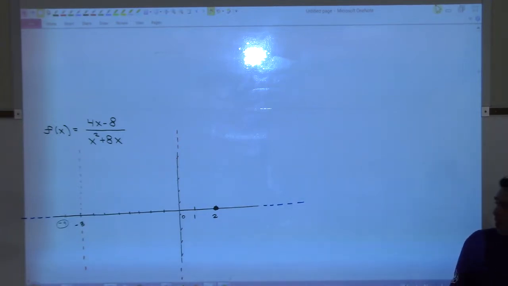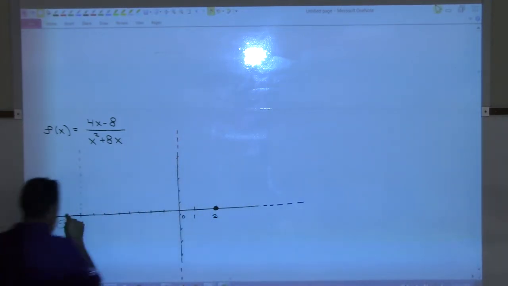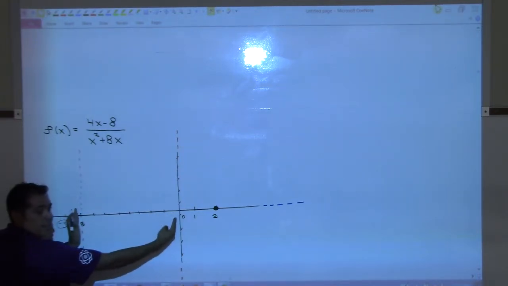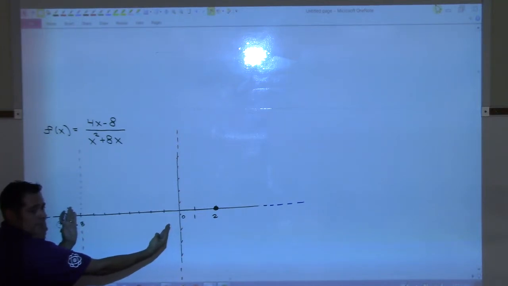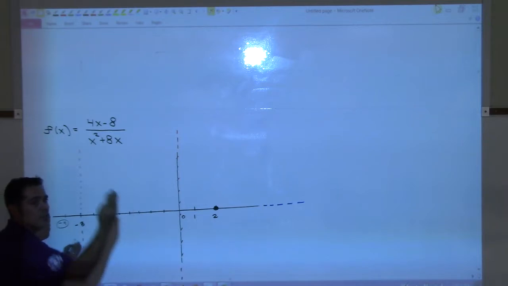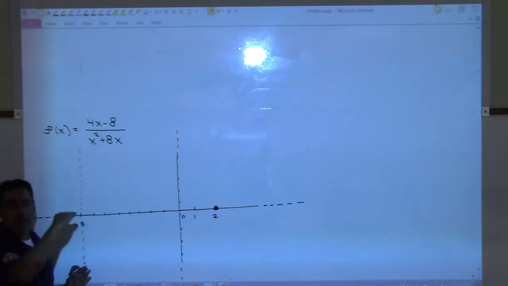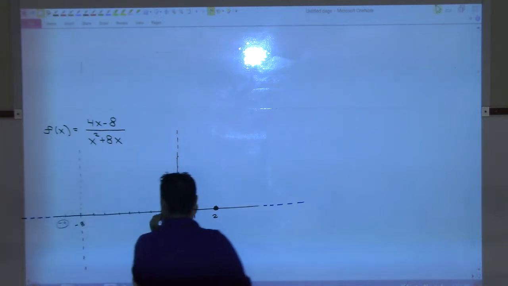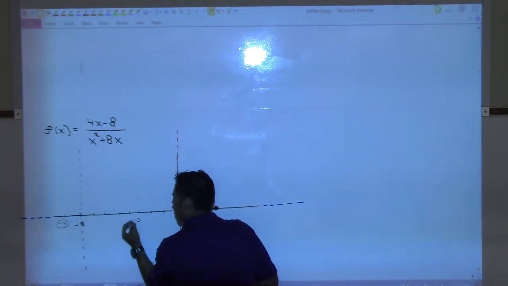Give me another test point. Notice I did not put a dot here. Do not put a dot. It's not part of your graph. -9. Now, between here and here, anything you want. -3. You could do, someone else said -5, do -5. As long as it's between here and here, pick it. So you want -3? 1, 2, 3. -3, I'm going to circle it.